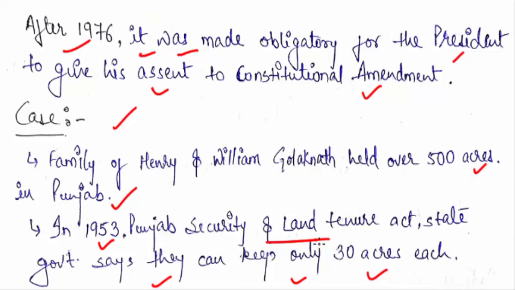The Punjab state decided that they will distribute the excess land to the workers working in the farm of the Golaknath brothers. Now obviously the fundamental right of property was there, and this particular act was violating the fundamental right of property. So the Golaknath brothers will go to the court, right?